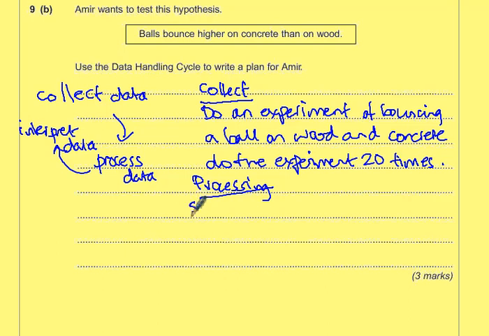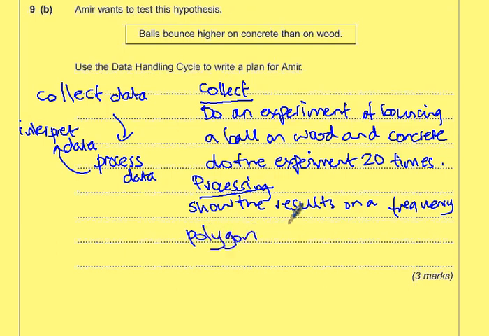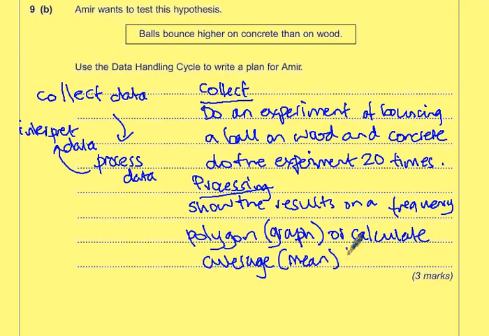So we would show the results on a frequency polygon, so essentially there we need to mention a suitable graph, or you could say calculate the average, in this case would be the mean height. So you don't need to mention both of those, you can either mention a frequency polygon or calculating average height. So that's the processing stage.